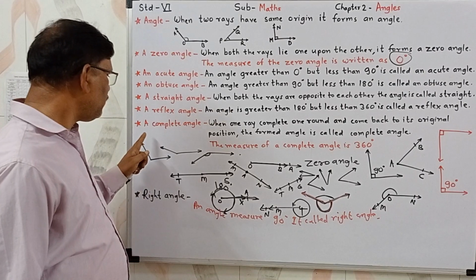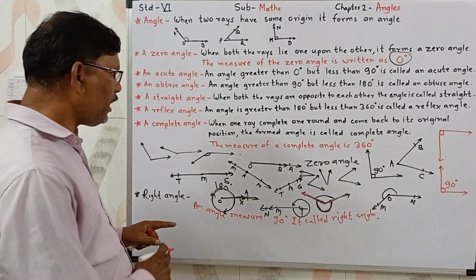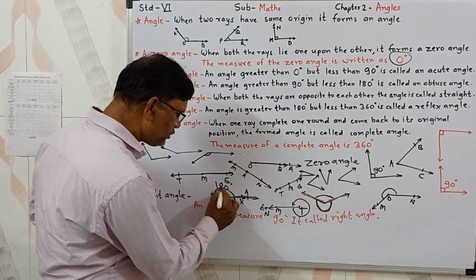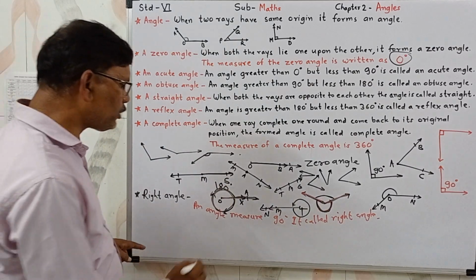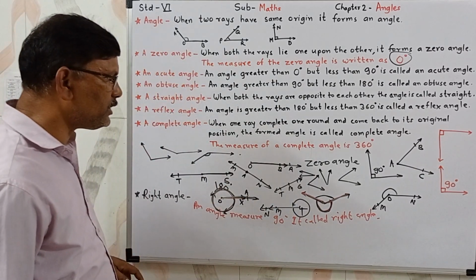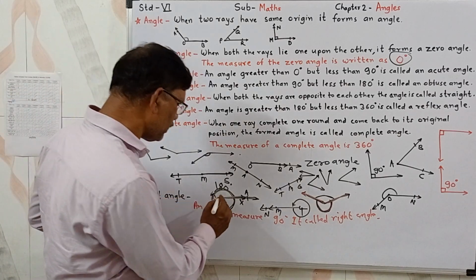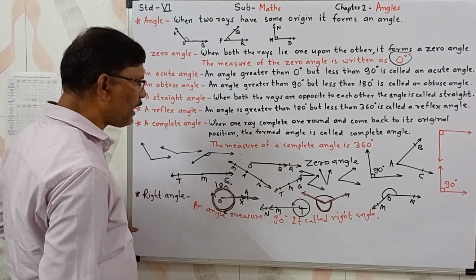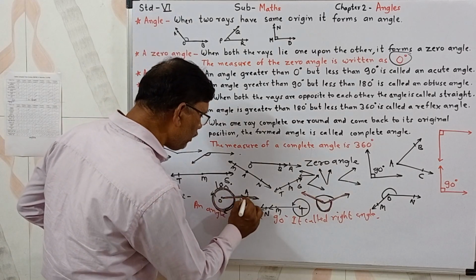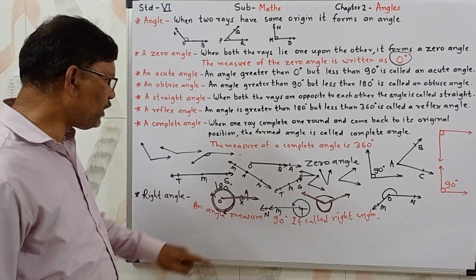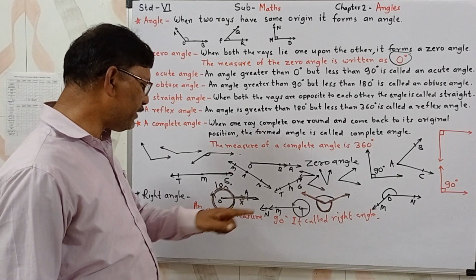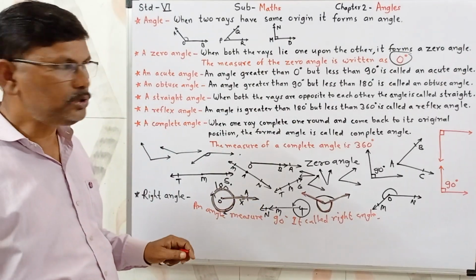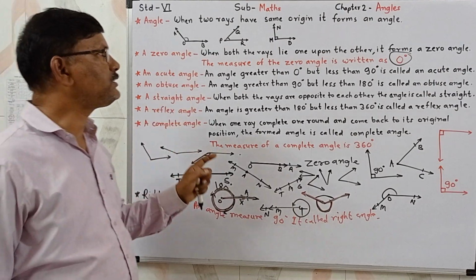Then the last is the complete angle. When one ray completes one round and comes back to its original position, the formed angle is called a complete angle, and this complete angle measures 360 degrees. Understood? So today we learned these angles.